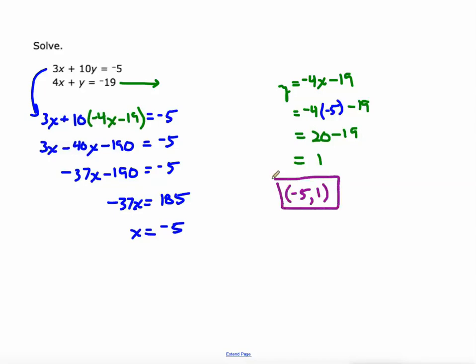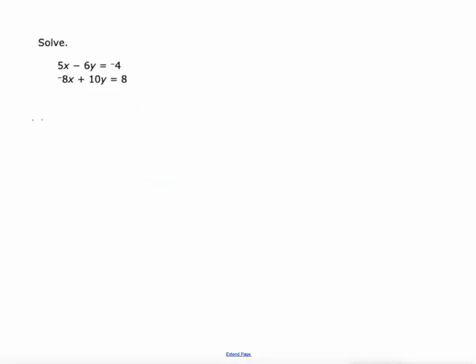Remember, you can check these answers algebraically too. So let's just use some mental math. 3 times x, 3 times negative 5 is negative 15. 10 times y, 10 times 1 is 10. Negative 15 plus 10 is negative 5. So it works in the top equation. 4 times negative 5 is negative 20, plus the 1 gives us negative 19. So check your answers, especially as you get up into the challenge zone on IXL.